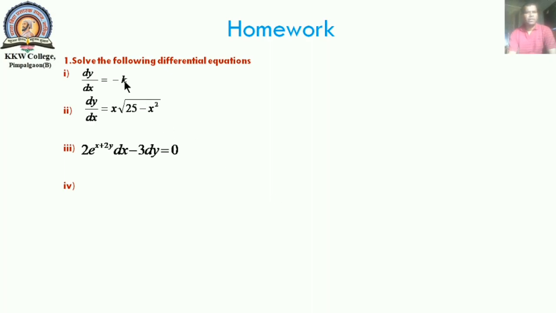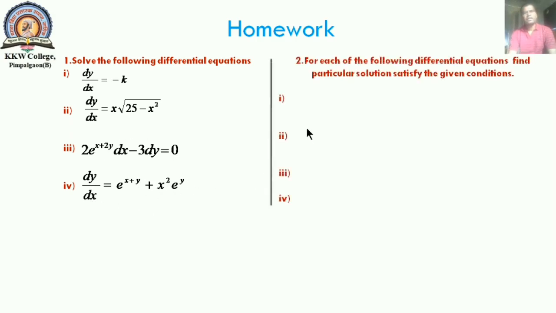So with the help of previous examples, you can solve some examples. Solve the following differential equations. First, dy by dx is equal to minus k. Second, dy by dx is equal to x into under root of 25 minus x square. Then 2e raised to x plus 2 dy by dx minus 3 is equal to dy by dx, and dy by dx is equal to e raised to x plus y plus x raised to y, using the variable separable method. Second kind: find the particular solution.